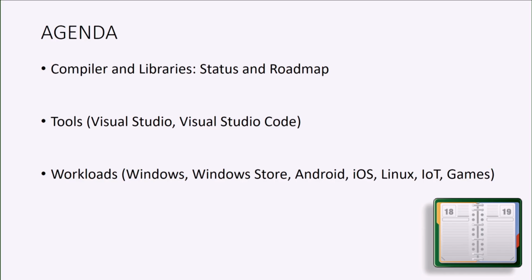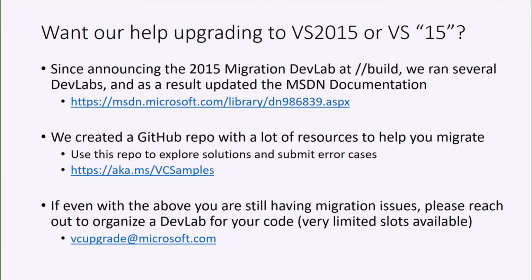The last slide I want to get into very quickly is that in the 2015 timeframe, at Build, we launched a dev lab about how you can update your builds or your product from whichever version you're on to 2015. As a result, we've updated the MSDN documentation for that. On top of that, we also created a GitHub repo, VC samples, which provides a list of resources that you can use to update to the new version of VS.